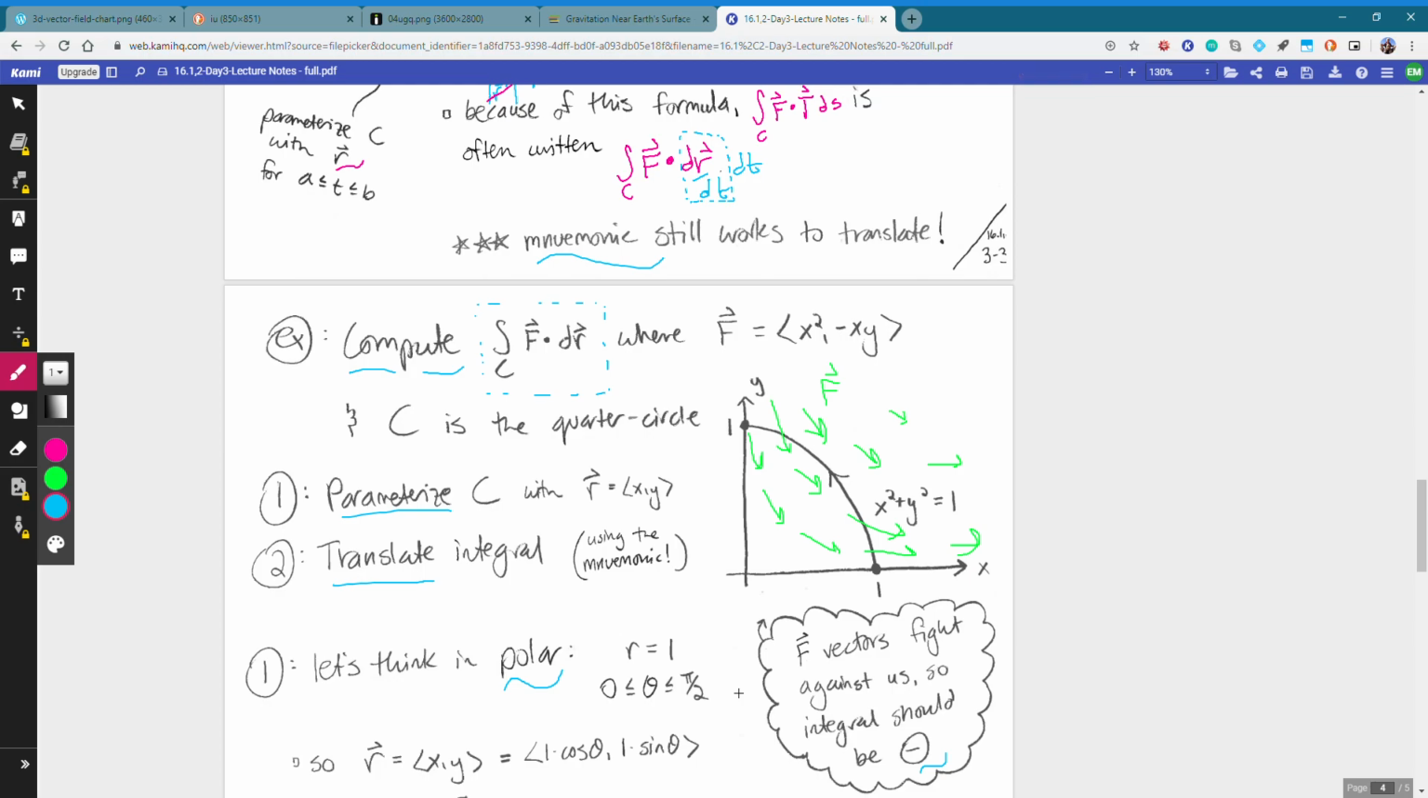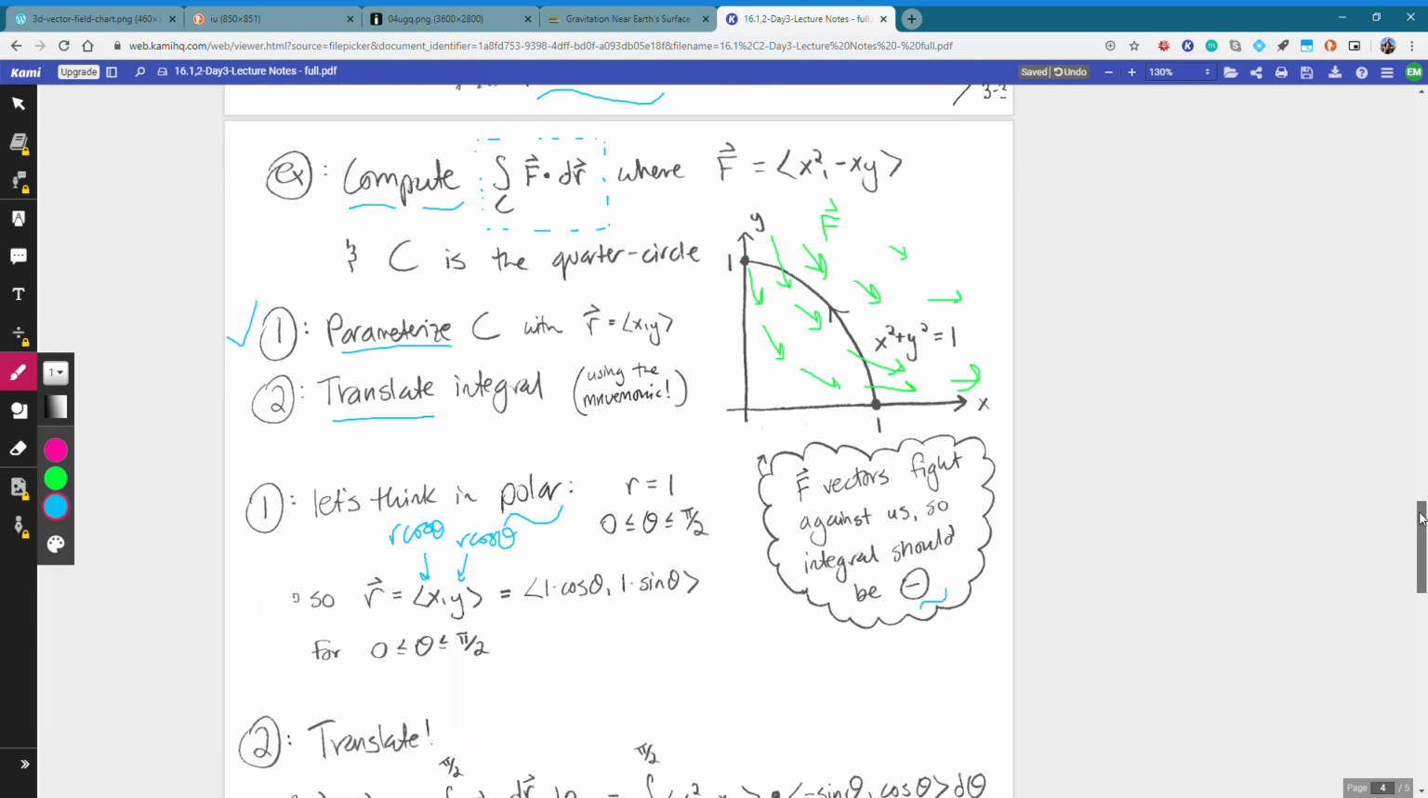So that's our polar description. In order to get our x and y, we'll use our translation formulas. Plugging in r equals 1, we get 1 cosine theta, 1 times sine theta for our components. Just cosine theta, sine theta. All right, so that's step 1. Now let's go ahead and translate our integral.